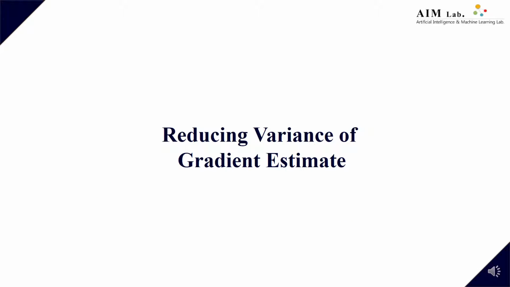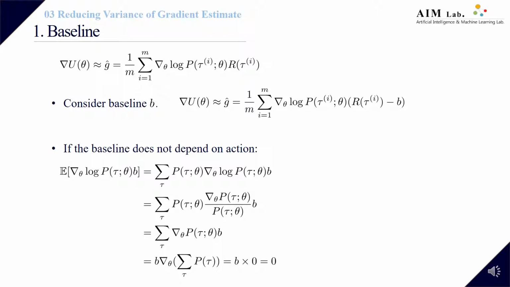Now, let's change our focus to the problem of the policy gradient. Because the process is mainly done by sampling, it has a high variance. In this section, I introduce how to reduce the variance of the gradient estimate. The first method is an idea of considering a baseline b.